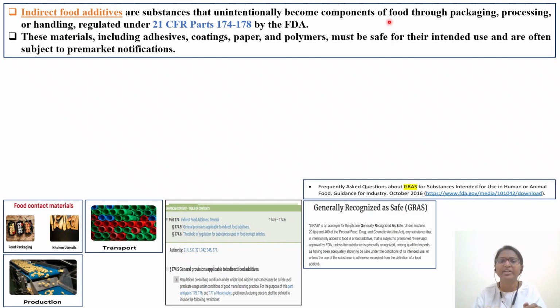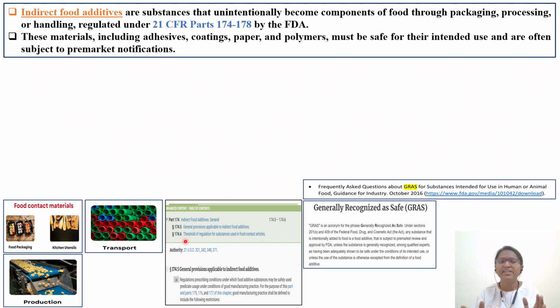They unintentionally became a component of food, either through packaging materials, from which they might leach into the food, or during processing. During production or processing of food in larger amounts, there is a possibility of exposure to this type of additive or handling, regulated under 21 CFR parts 174 to 178, that is 174, 175, 176, 177, 178, by the FDA. If you go back and check the Code of Federal Regulations website, they have given 174, 175, 176.